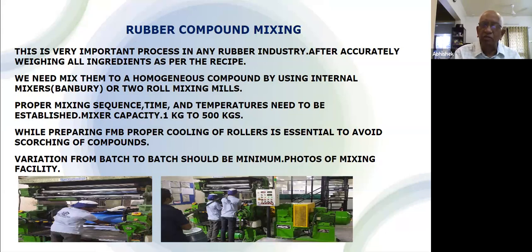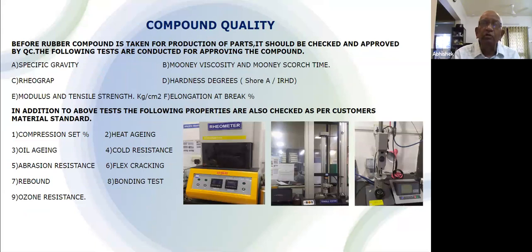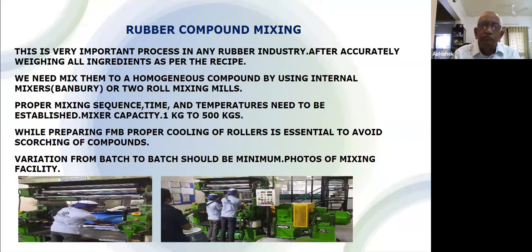For this also a lot of automation is required. The sequence of mixing, the time of mixing, the temperature, everything is very important. It is controlled totally through a PLC, or whatever you can call it. You can see these photos here. This one is the controlling unit. It will control the temperature. Then there is a separate chiller to control the temperature of the roller. Because if the roller temperature goes out of control, then the rubber may scorch.